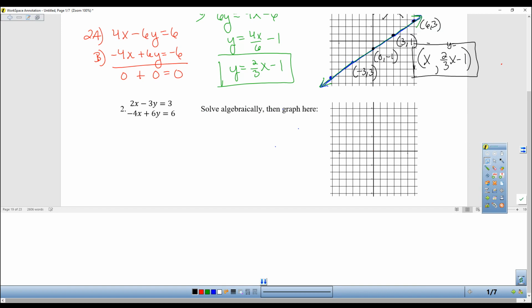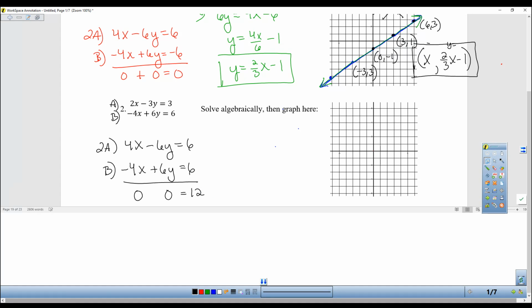The second kind of problem we have today, very similar. Again, if you call this A and this B, and you multiply A by 2 to cancel those x's, 4x minus 6y is equal to 6. And then you write B, negative 4x plus 6y is equal to 6. Not quite everything cancels.